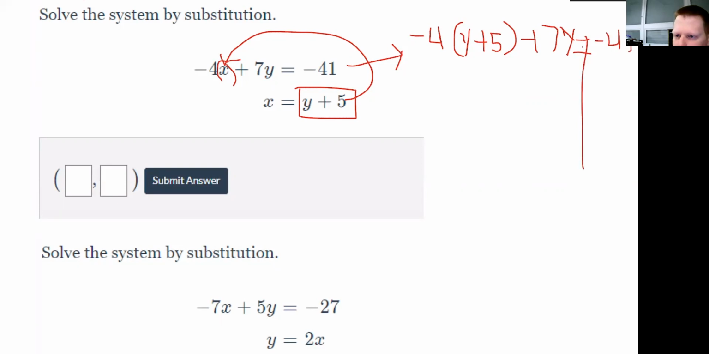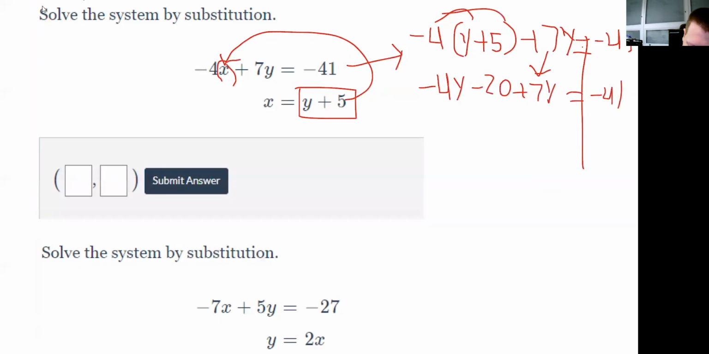And now we want to solve this. Let me just move my camera in case this is in the way. I'm sorry. We're just going to distribute. So that would be negative 4y. Negative 4 times 5 would be minus 20. Bring down the plus 7y. On the right side, we're still just going to have negative 41. We can combine like terms because they're on the same side. Negative 4y plus 7y, negative 4 plus 7 is positive 3. So we have 3y minus 20. And now we can just solve this equation.